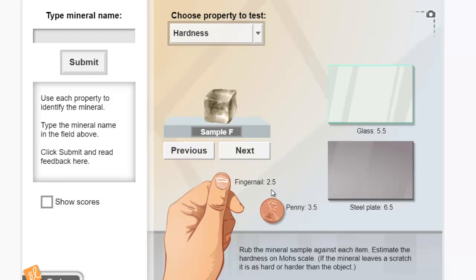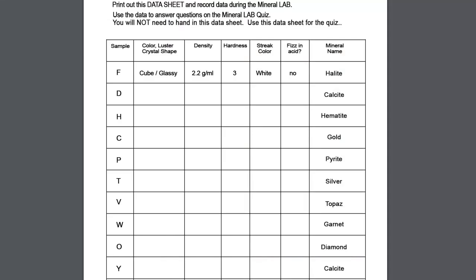That means the cube must be 3.0, because the fingernail is 2.5. So the cube is 3.0 or harder. Let's see if it's harder than 3.0. Let's go to the penny, which is 3.5, and the cube does not scratch the penny. Therefore, the cube is 3.0. It's not as hard as the penny, but it's harder than the fingernail. So you go to the data sheet and you see hardness is 3.